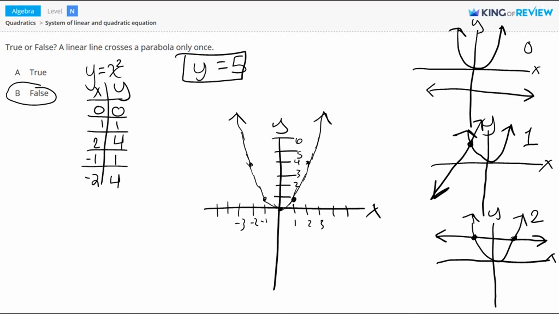So this is a horizontal line at y equals 5. So that looks like this. So where are the points of intersection in this graph? Well, we have a point here and a point here. So in this case, there are 2.